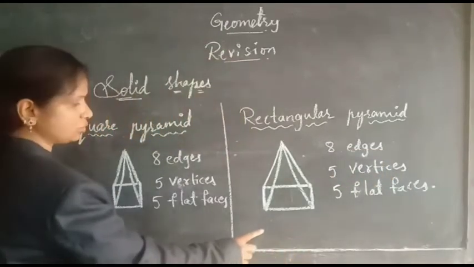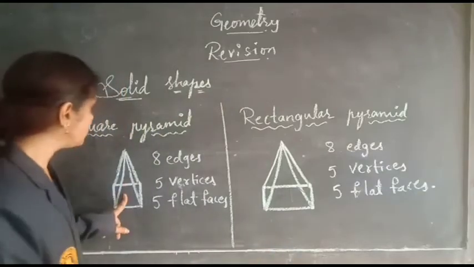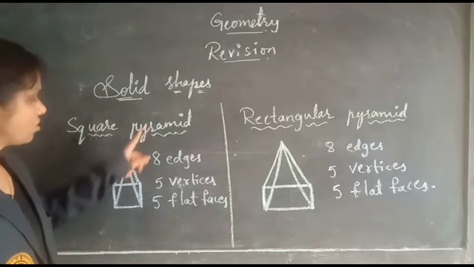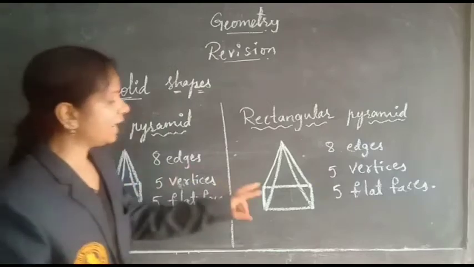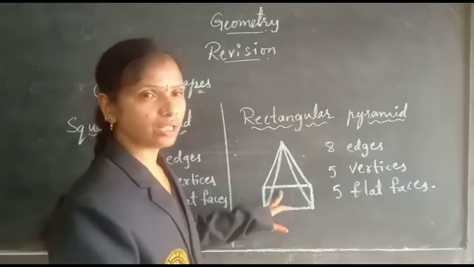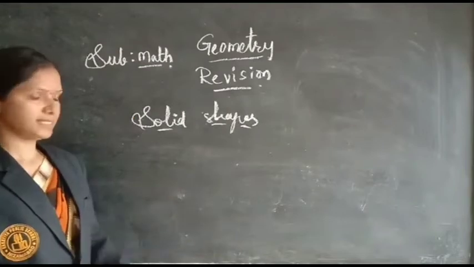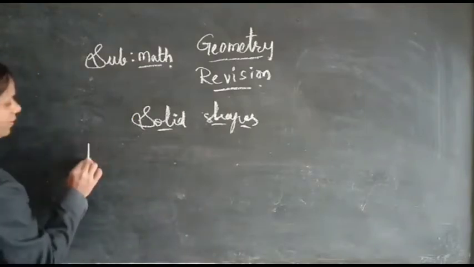And come to these two here, children, observe these two. If the base is in the square shape, this pyramid is called a square pyramid, and if the base is in the rectangular shape, this type of pyramid is called a rectangular pyramid. Yes, children. Next is a solid shape.